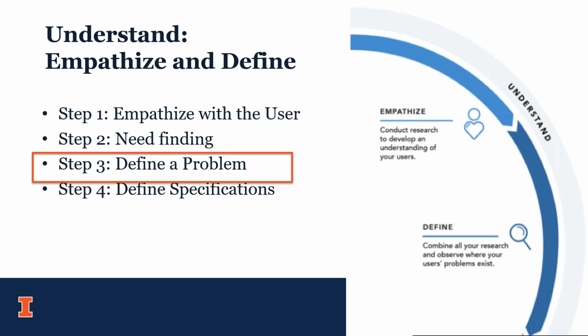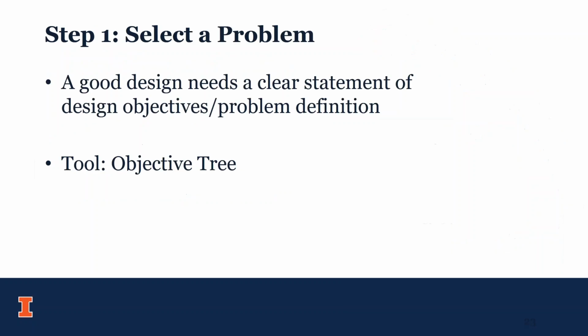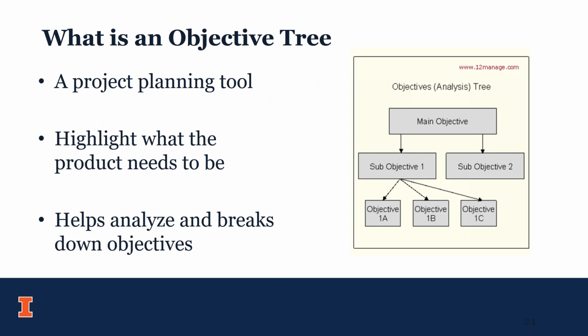And there are a lot of tools to do this. However, the tool that we want to share with you is something called an objective tree. An objective tree is actually a project planning tool that has been used in a lot of contexts in design, project planning and product development, right? It's basically a way to organize everything your design has to be. I'm going to keep saying that a lot. Everything your design has to be in one picture that you can always go back to and see why you're doing what you're doing, okay?